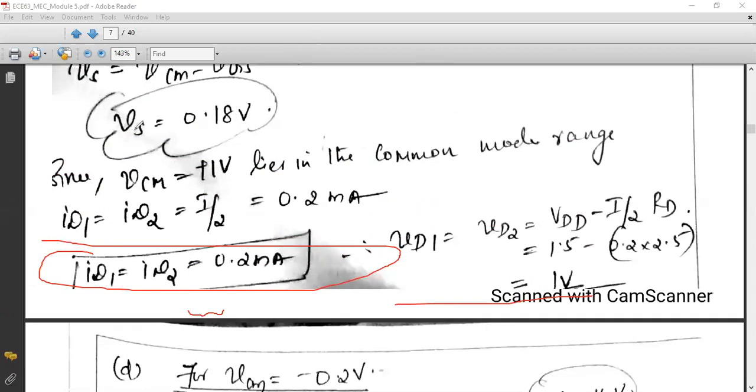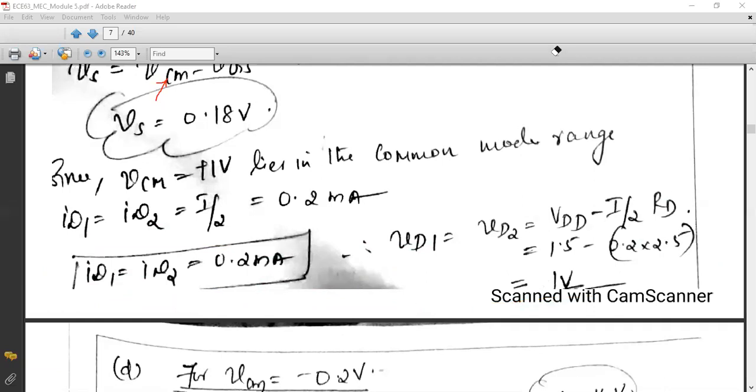Why will Vs get changed, students? Because Vs depends upon your input. Whereas ID1, ID2, VD1, VD2 and all don't depend on VCM, isn't it? The only thing is that VCM should lie between VCM max and VCM min. Clear? Any doubts?